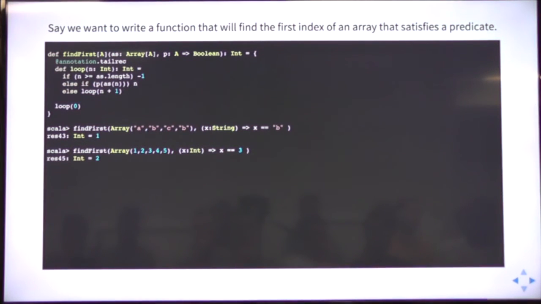So this is getting the nth element out, passing it to our predicate, and if that's true, we return what our current index is. Otherwise, we keep looping to the end. And then we kick off our loop at zero. So we can call our find first now. We're not going to bother defining a function with an actual name in an object or anything like this. We're just going to make it anonymously.